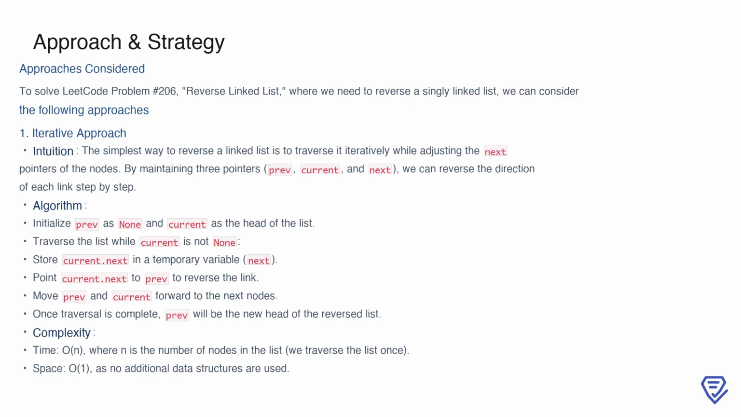Initially, previous is set to None, and current points to the head of the list. As we iterate, we store the next node in a temporary variable, point current.next back to previous, and then advance both previous and current to the next nodes in the sequence. This process continues until we reach the end of the list. At that point, previous holds the new head of the reversed linked list.